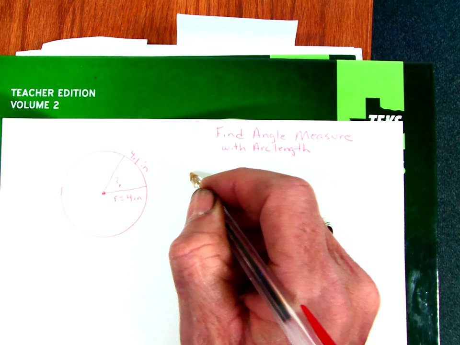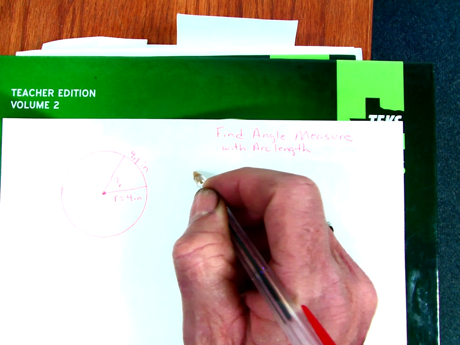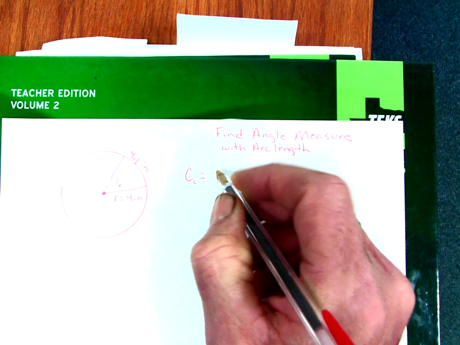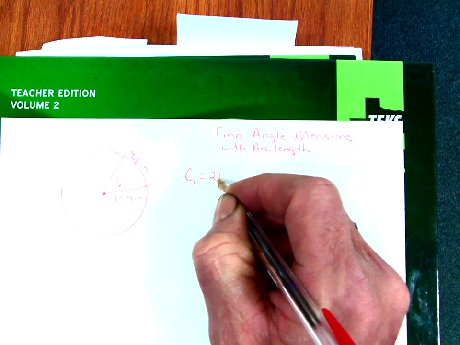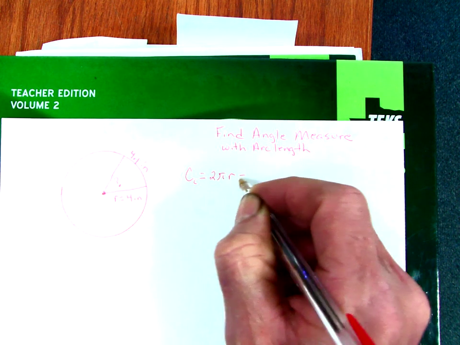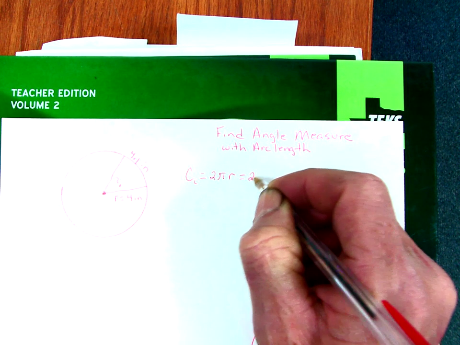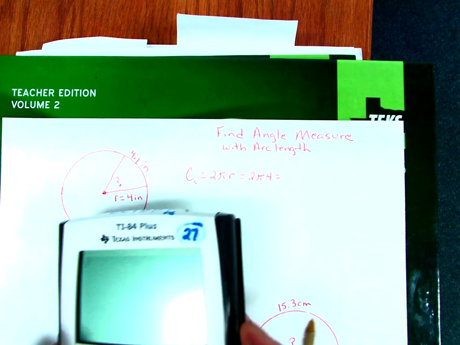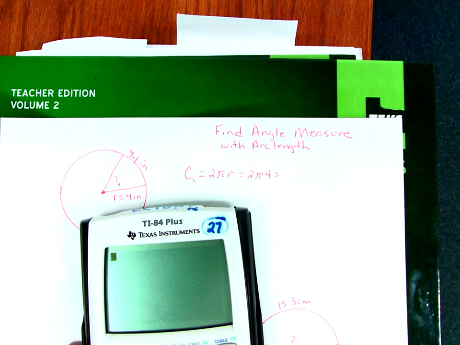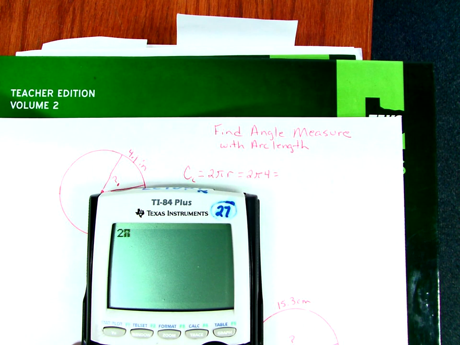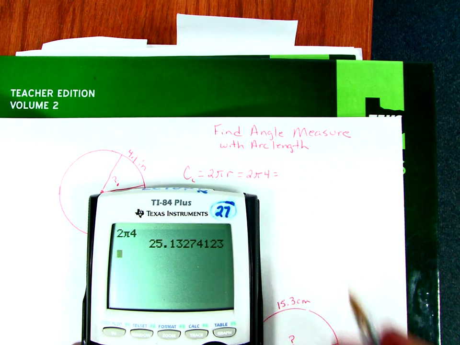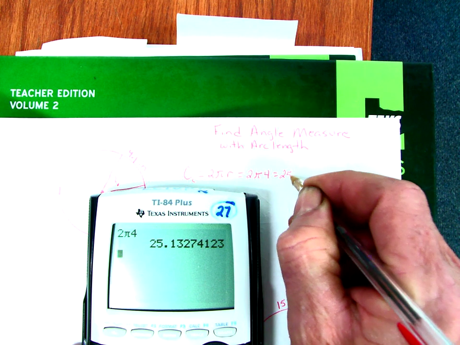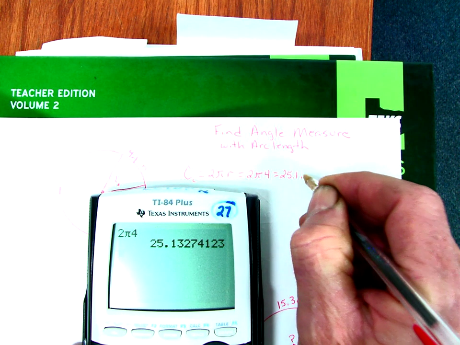Just like we did in the last section of problems, the circumference of the circle equals 2 times pi times the radius. So it equals 2 times pi times 4, and that is 25.13, so 25.1 inches.